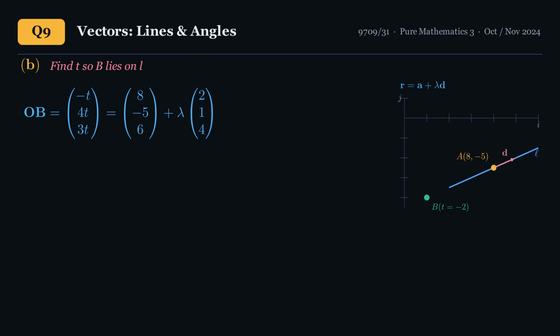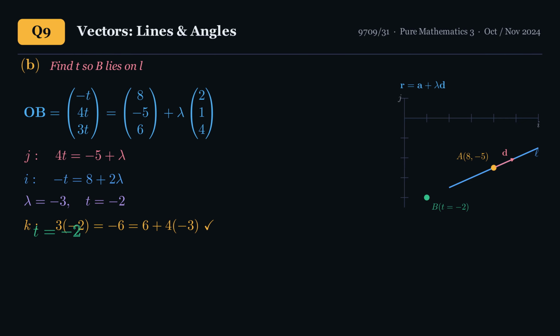If B lies on L, then (-t, 4t, 3t) equals (8 plus 2 lambda, -5 plus lambda, 6 plus 4 lambda), using the same lambda in all three components. From the j component, 4t equals minus 5 plus lambda. From the i component, minus t equals 8 plus 2 lambda. Solve: lambda equals minus 3, and t equals minus 2. Check the k component: 3 times minus 2 equals minus 6, and 6 plus 4 times minus 3 also equals minus 6. So t equals minus 2.